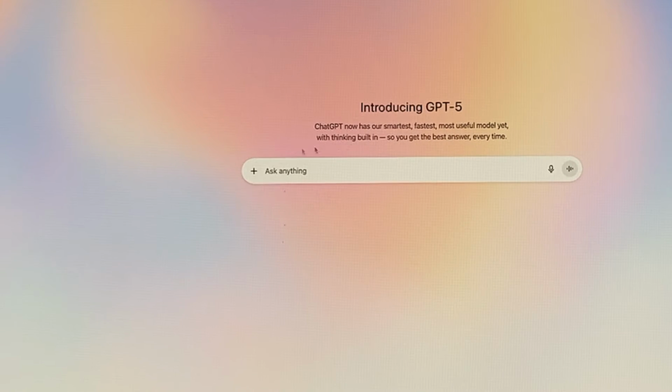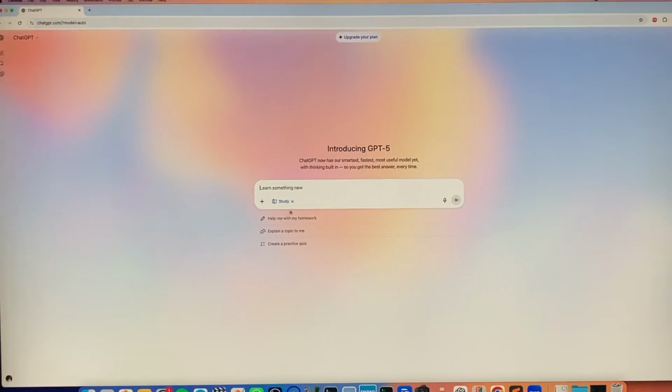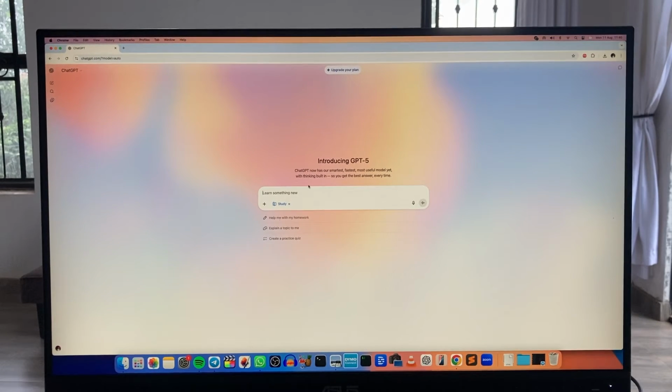So when you go to the text box here and click on the plus icon, there's a drop down menu here, including create image, think longer, deep research, and so forth. But what we are interested in is study and learn. So this mode here helps you to do homework by explaining certain topics and creating practice quizzes actually. So I just want to run through this and see how it actually does.